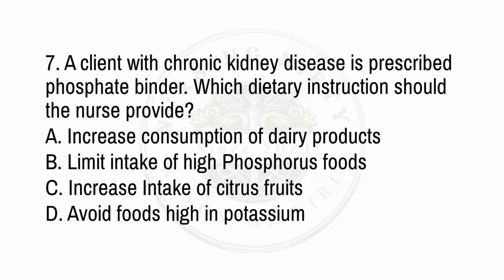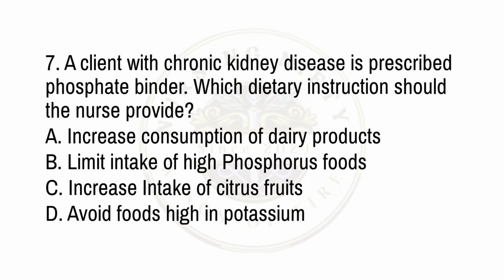Option A. Increase consumption of dairy products. B. Limit intake of high phosphorus foods. C. Increase intake of citrus fruits. And D. Avoid foods high in potassium. So here the right answer is option B. Limit intake of high phosphorus foods.